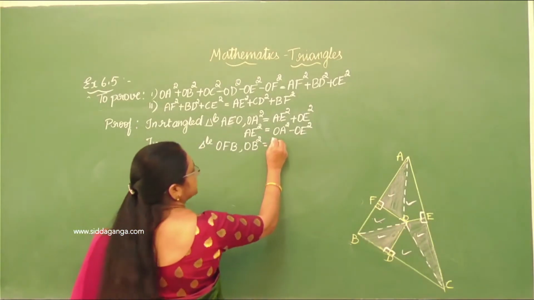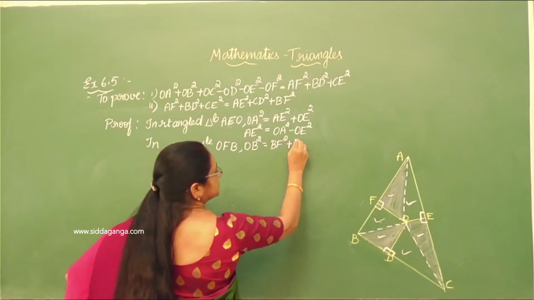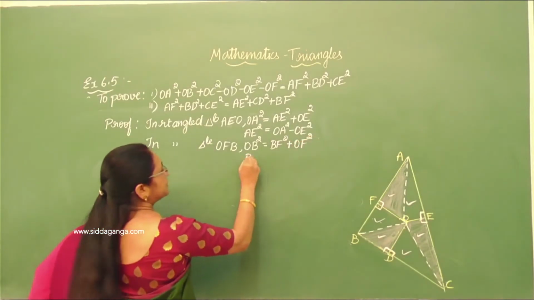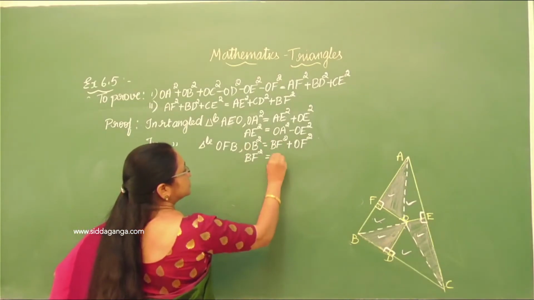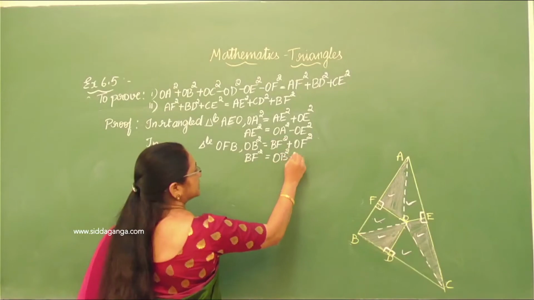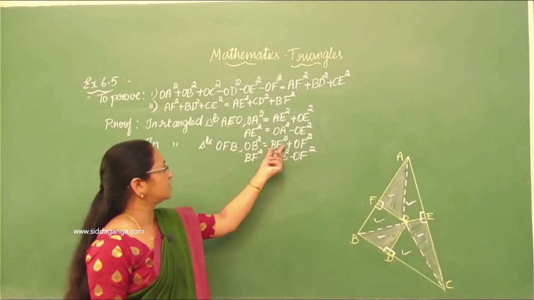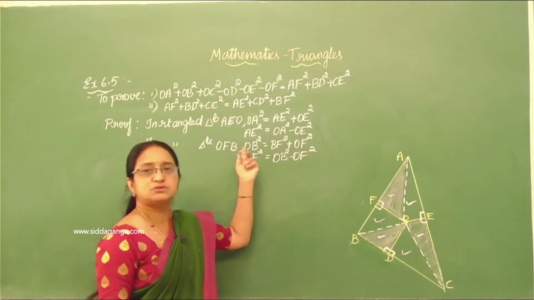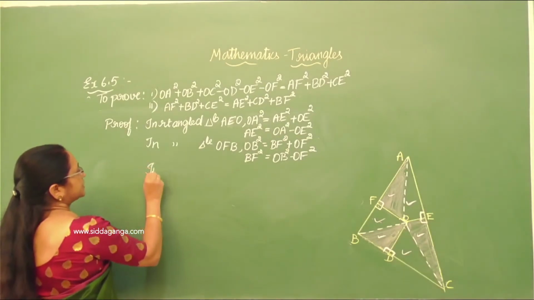Okay. BF square plus OF square. Next, so BF square is equal to, what do you have? BF square is equal to OB square minus OF square. Correct? I transposed. I got BF square is equal to OB square minus OF square. Okay.